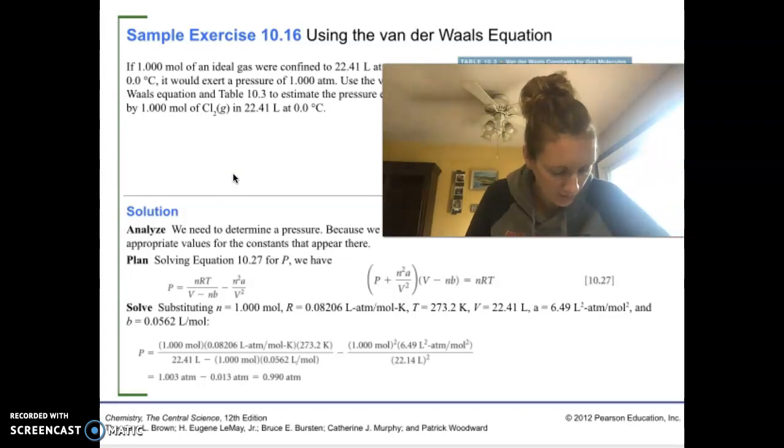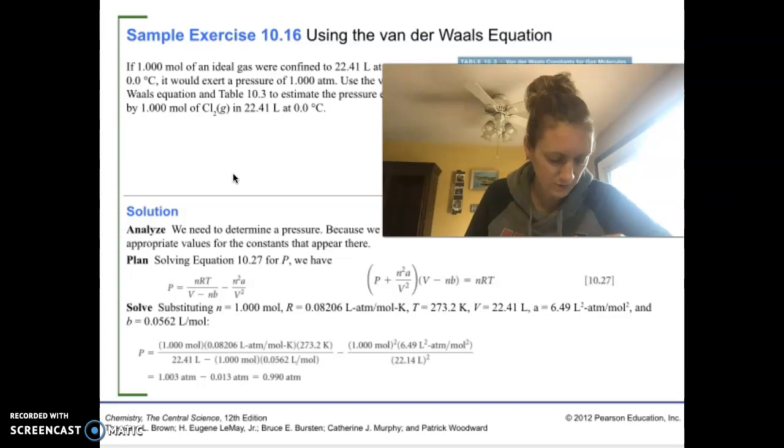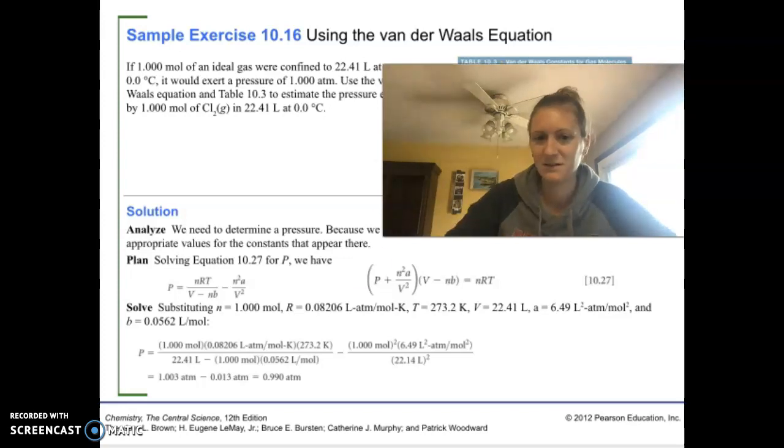Okay, so we have 1 mole of an ideal gas confined to 22.41 liters at 0 degrees Celsius. It would exert a pressure of 1 atmosphere. Use the van der Waals equation and table 10.3, which is found on page 412 of our textbook, to estimate the pressure exerted by 1 mole of Cl2 gas in 22.41 liters at 0 degrees Celsius. So we're given a temperature, a volume, an n, and a pressure.